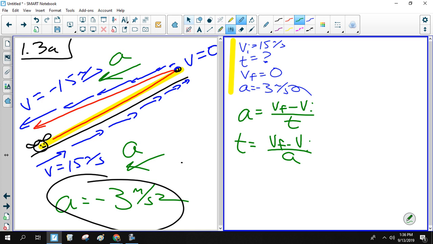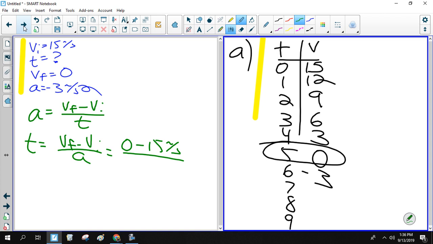Okay, so watch what happens. I plug in my numbers. Vf is 0, minus Vi is 15. So the top part of the fraction there is telling me how much the velocity has to decrease. It's got to go from 15 down to 0. Right? The velocity's got to get from 15 down to 0. It's got to decrease by 15, right?